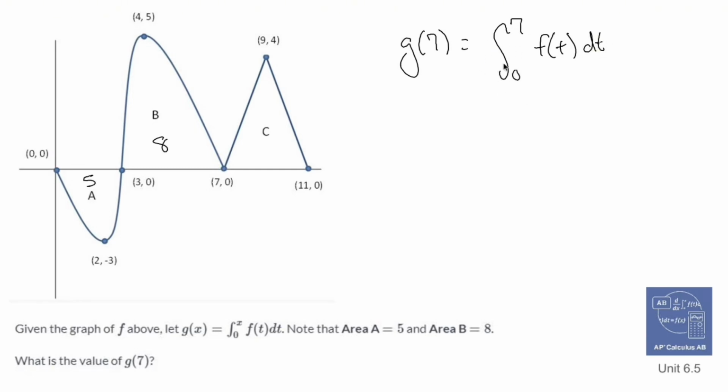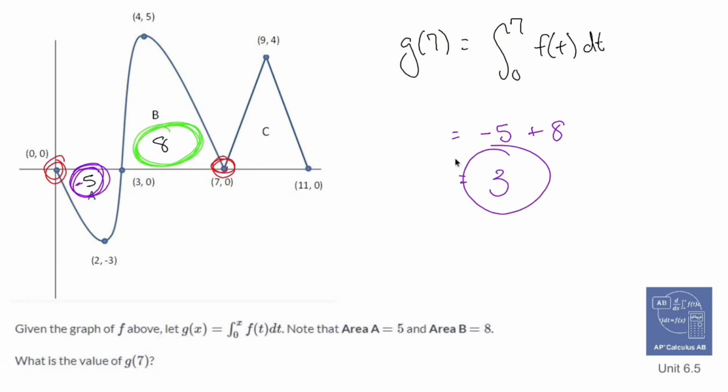Now, what you're being asked to do is find the area under the curve from 0 to 7. Any area above the x-axis is a positive area, and any area under the x-axis is a negative area. So area A is actually not 5, it is negative 5. So the area under the curve isn't me doing 5 plus 8. It's actually me doing negative 5 plus 8, because whatever area is down here is going to cancel out the same amount of area up here. And so at the end of the day, my answer is going to be 3 here.